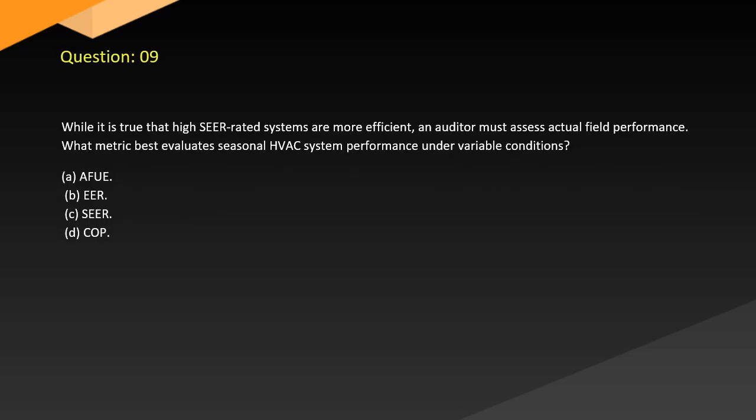Question 9. While it is true that high SEER-rated systems are more efficient, an auditor must assess actual field performance. What metric best evaluates seasonal HVAC system performance under variable conditions? A. AFUE. B. IPLV. C. SEER. D. COP.